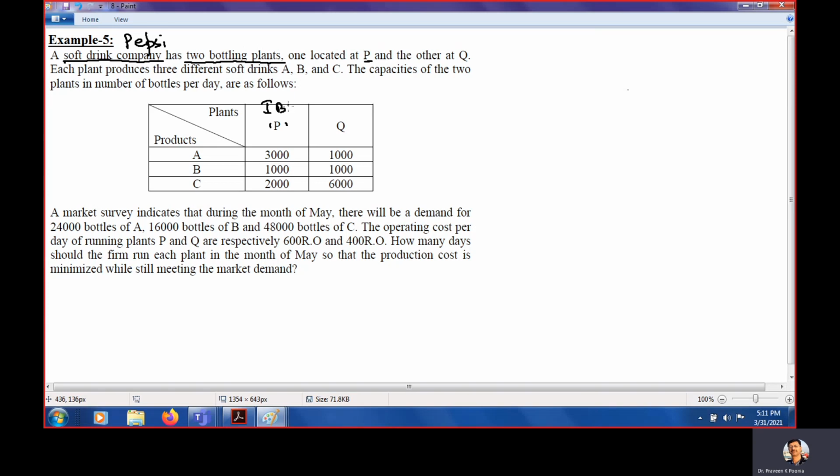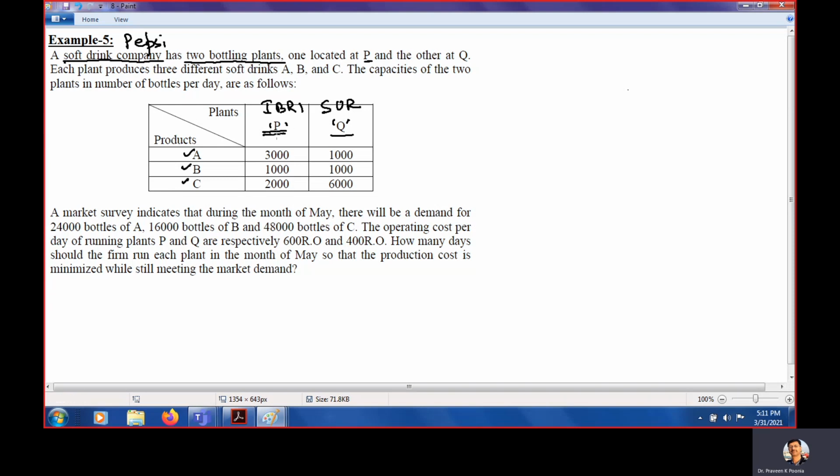One located at P. Let us say it is Ibri. One located at Ibri, P location. Another located at Q. This is, let us say, Sur. So the Pepsi soft drink company has two bottling plants. One is located at Ibri, another is located at Sur. Clear? And they are making three types of product. Product A, let us say black cold drink. B type of product, let us say orange. C type of product, let us say lemon. So three products A, B, C.